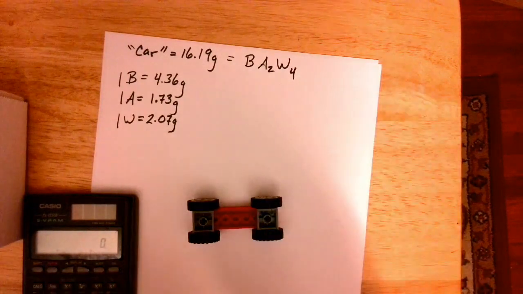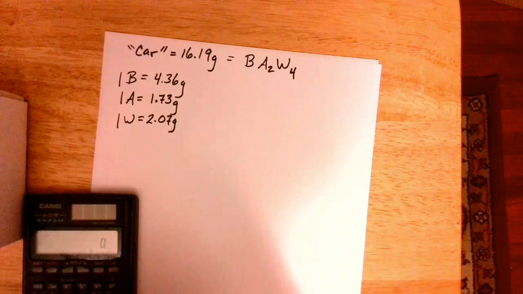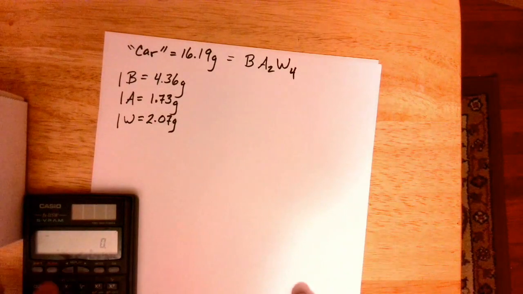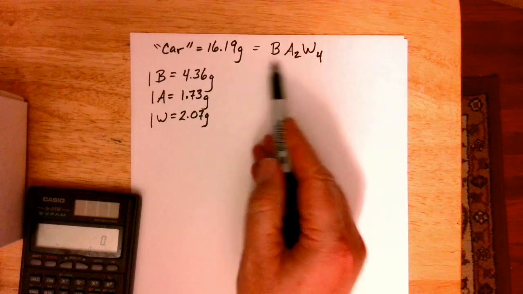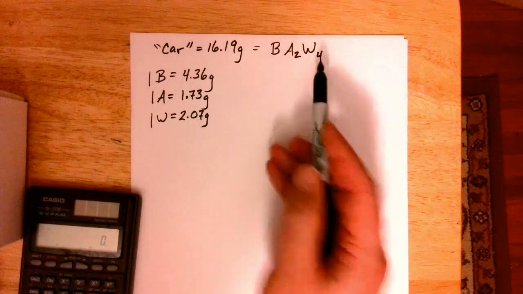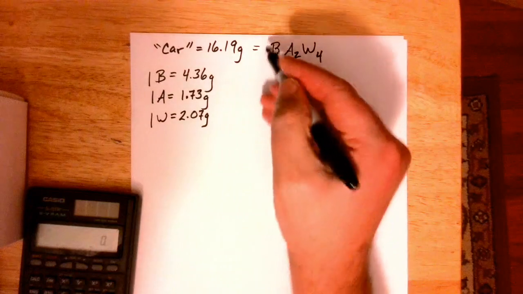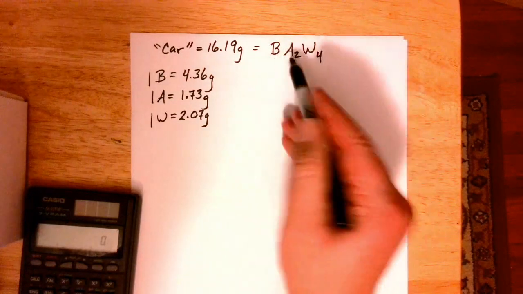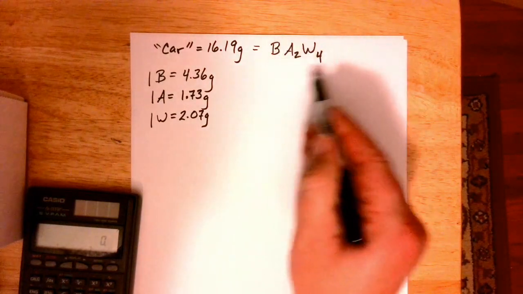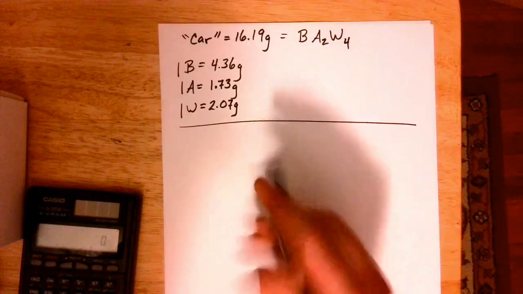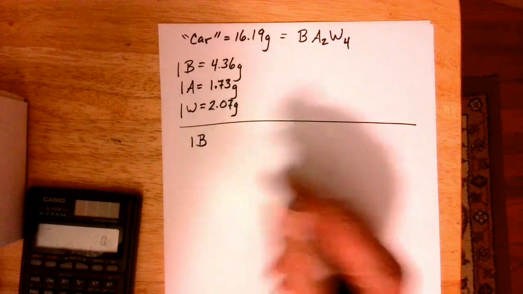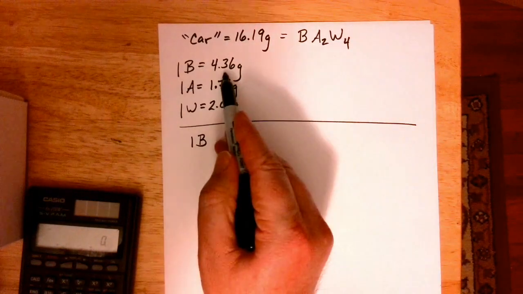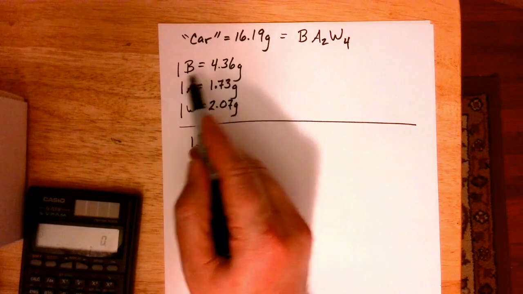Okay, so what we're going to do is turn this into a formula and find out what the weight of a car is based upon this formula here. Alright, so if I have one car, one car is made up of all these parts here. It's the actual car. I have one body. Now, one body is equal to 4.36 grams. This becomes my conversion unit.